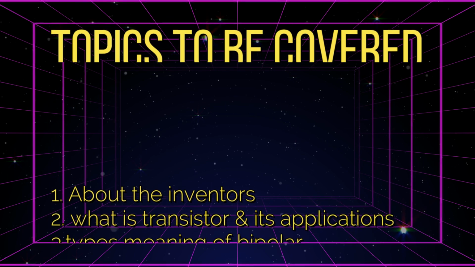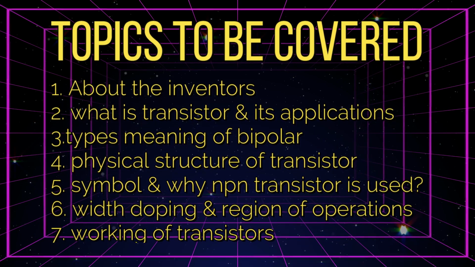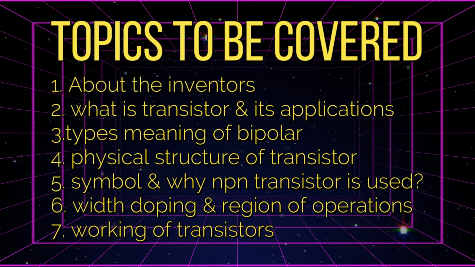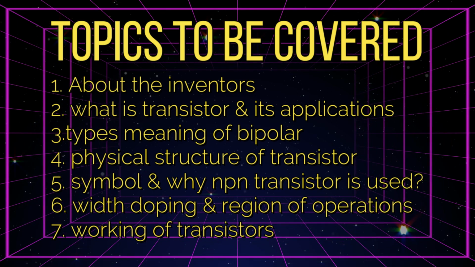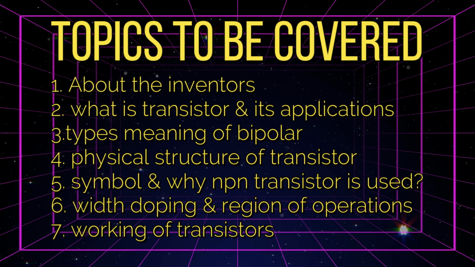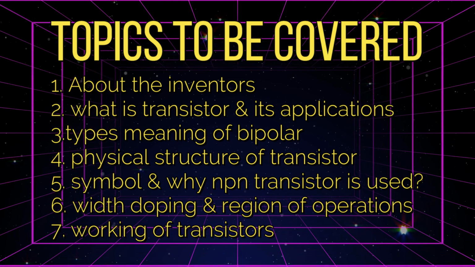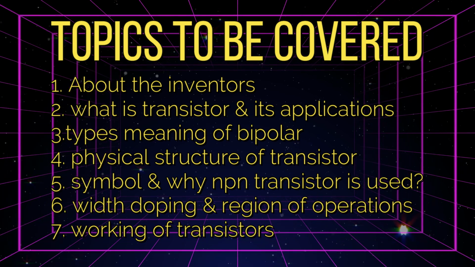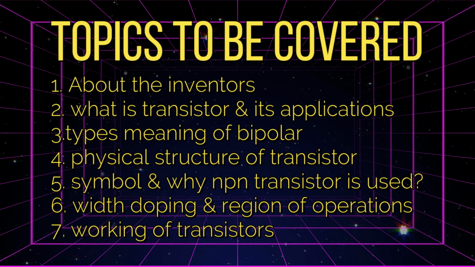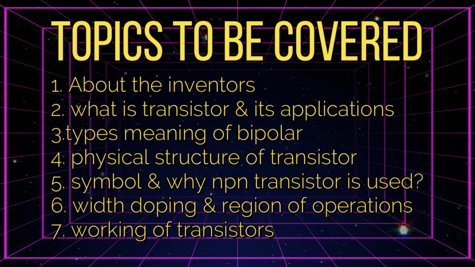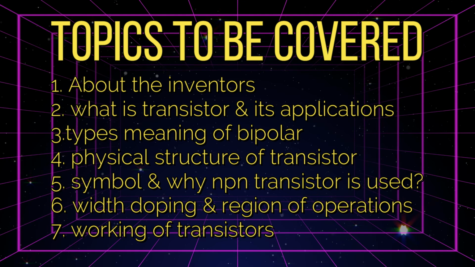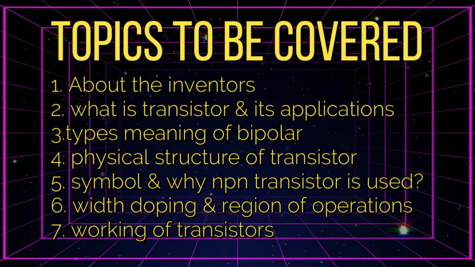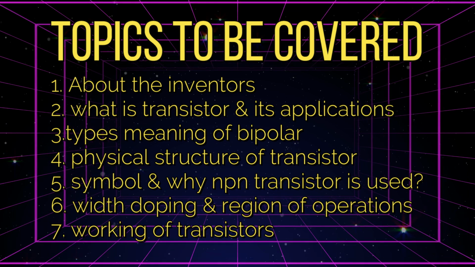Today I will explain a very important topic, that is the transistor. Here are some topics that I will cover in this lecture. The first one is the inventors, then what is a transistor and its applications. The third one is types, meaning of bipolar junction transistor. After that, the physical structure of a transistor, then doping and region of operation of a transistor, then the symbol and why NPN transistor is used. The last and most important topic of this lecture is the working of a transistor.